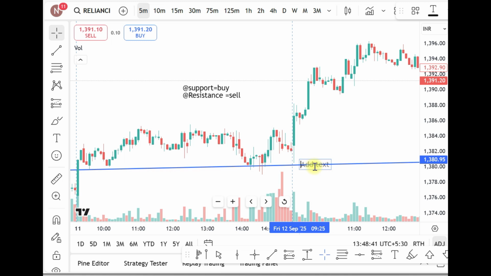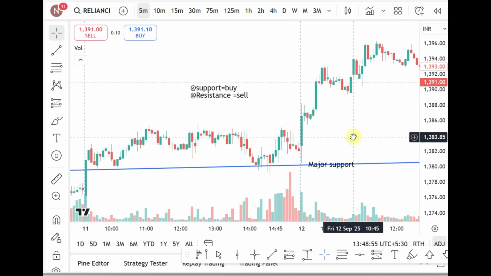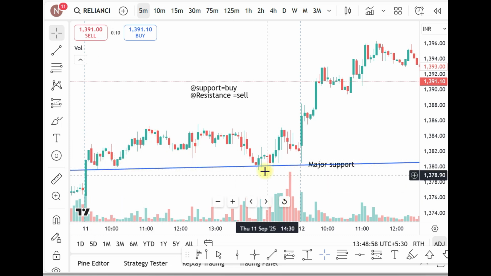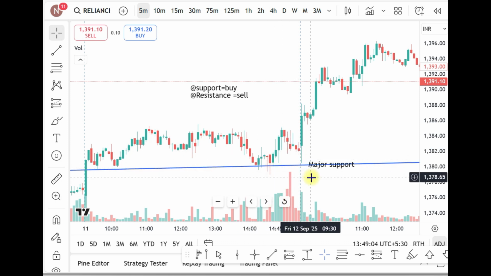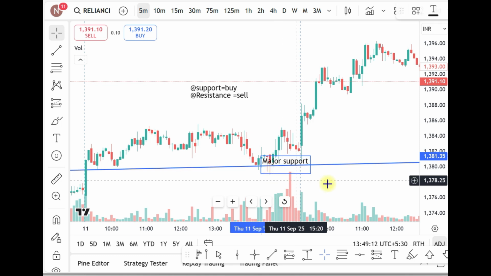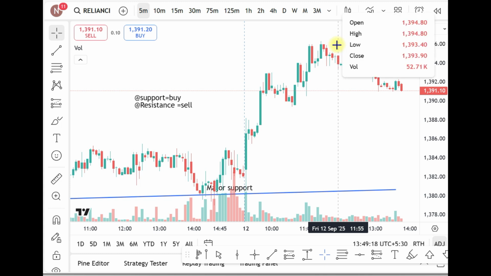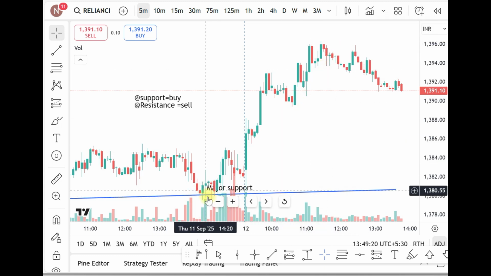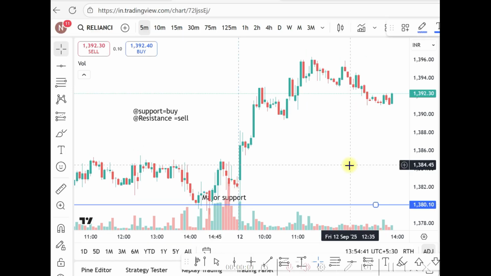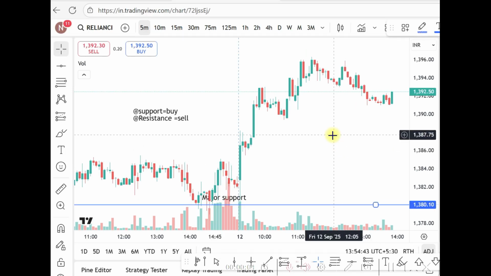Here, this is the major support line. Okay, because it is connecting the two multiple times. Price has tested this line, and the price has not come down below this level, so this acts as a support. And see, a big move has happened from this support line, so this acts as a major support.